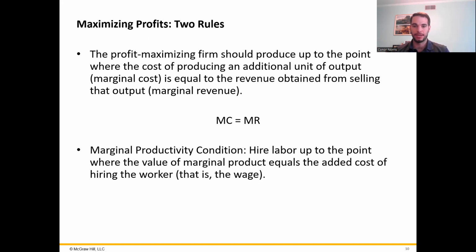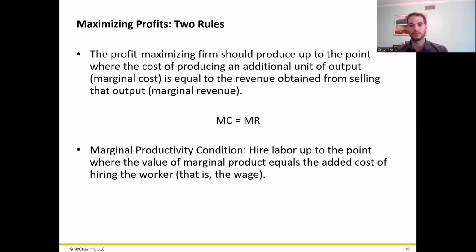So let's go back to that bakery example. In the production decision, the bakery decides how many cookies to bake by comparing the revenue from selling one more cookie to the marginal cost of baking it. They're going to bake cookies up to the point where the marginal revenue equals marginal cost, and that will maximize their profits.